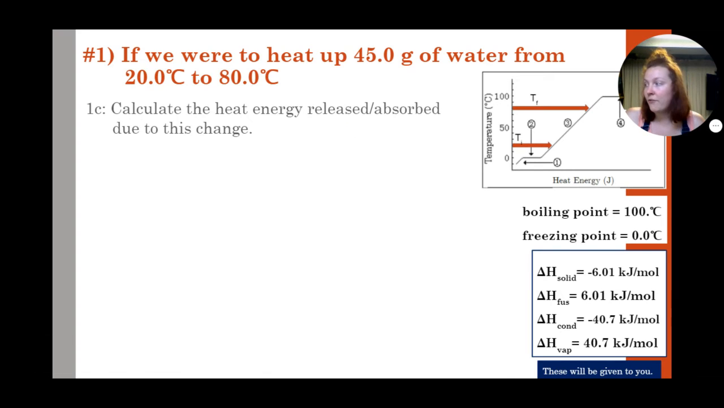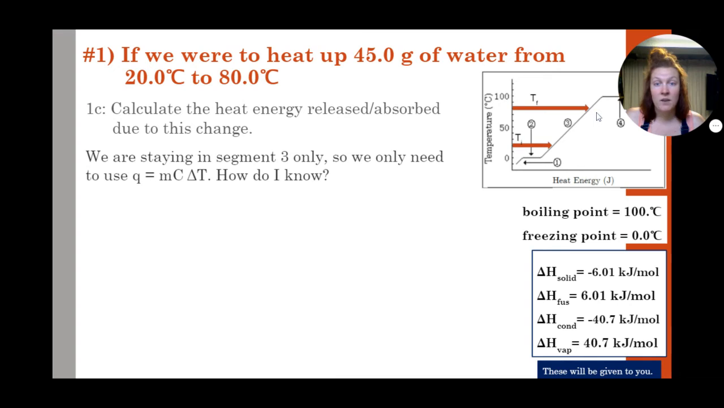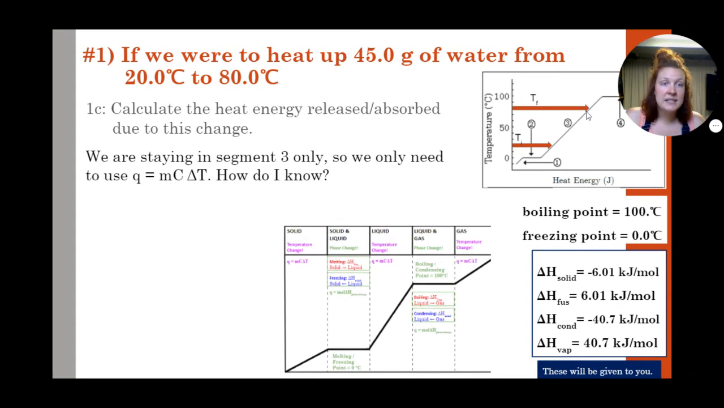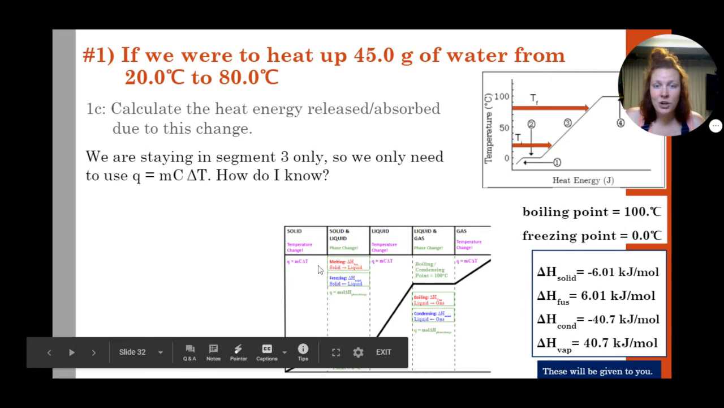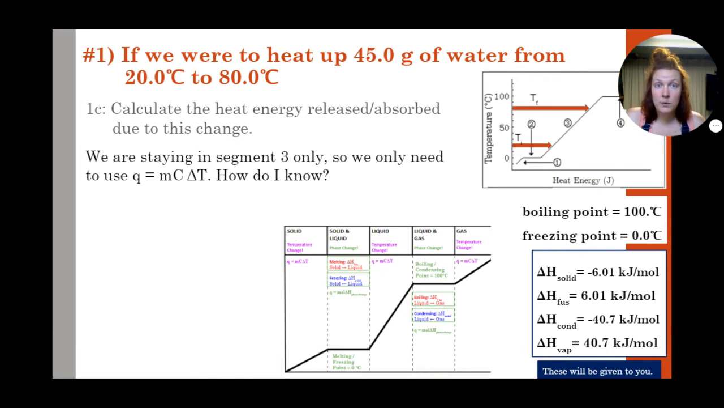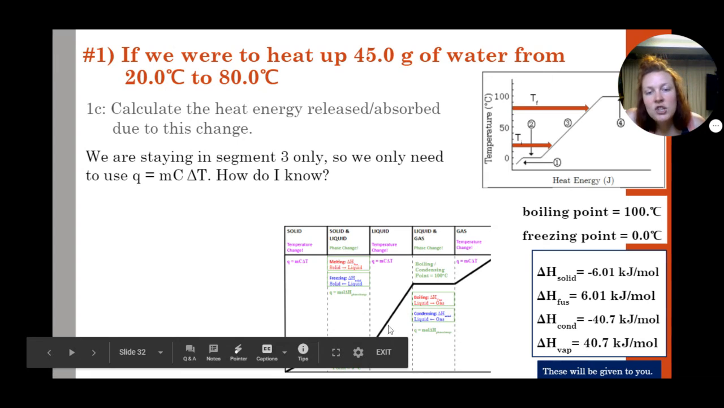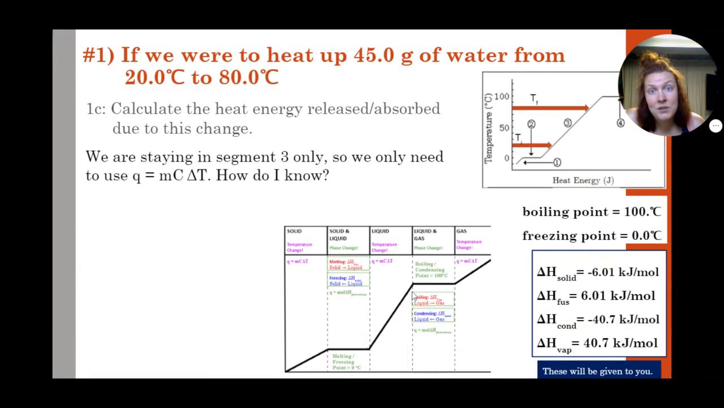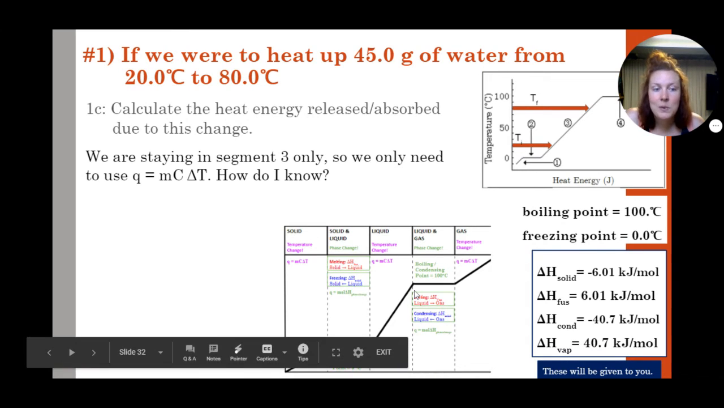Take a look at your step-by-step. First, plot your starting and your ending points. We already did that. Then determine the formulas you need to use for each segment of the curve. Because we're only staying in segment 3, I know that I need to only use Q equals mCΔT. How do I know that? Well, looking back at our labeled heat curve, you can see that segment 3, the liquid segment, we would use this formula, Q equals mCΔT. You can also remember that Q equals mCΔT would work because you're changing temperature, and the only other formula you have to use is moles times ΔH, and that doesn't have a change in temperature, so Q equals mCΔT it is.